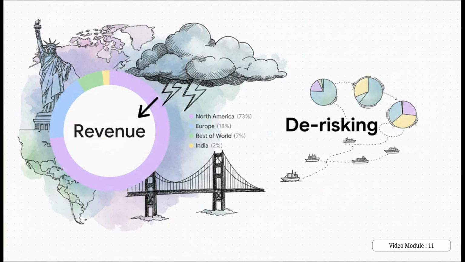And now for that last piece of the puzzle, de-risking. This chart tells a really important story. A whopping 73% of the revenue was coming from North America. Now on one hand, that's amazing, but on the other, it's a huge risk. What happens if the US economy takes a hit? This heavy reliance on a single market was a major strategic problem they had to solve.